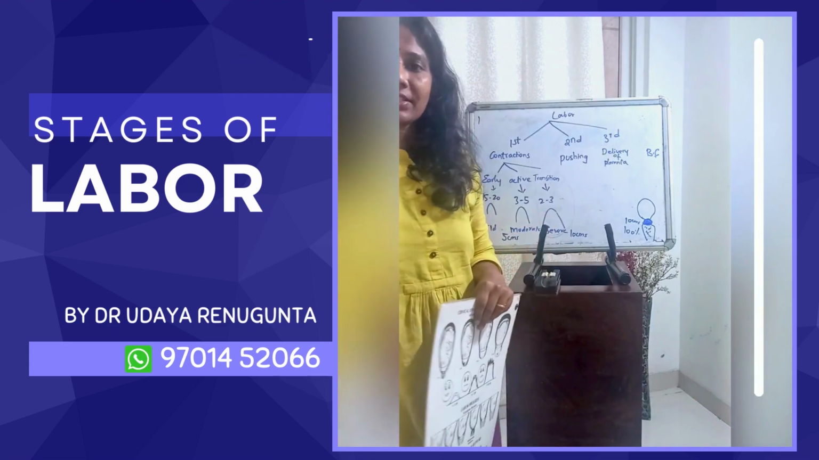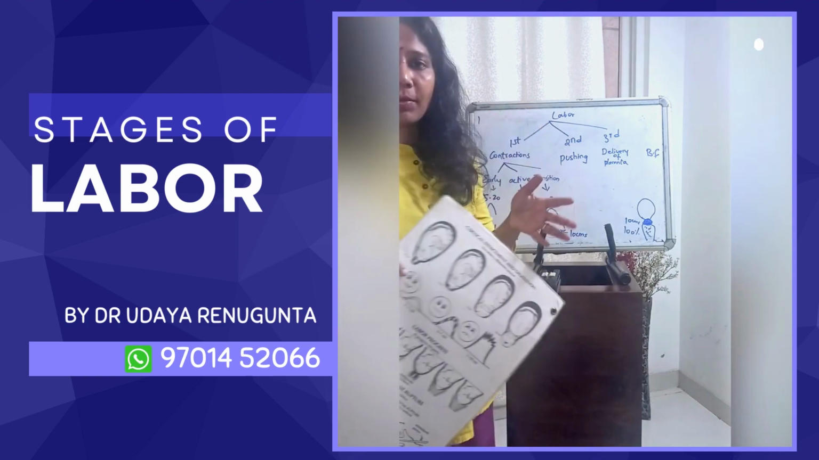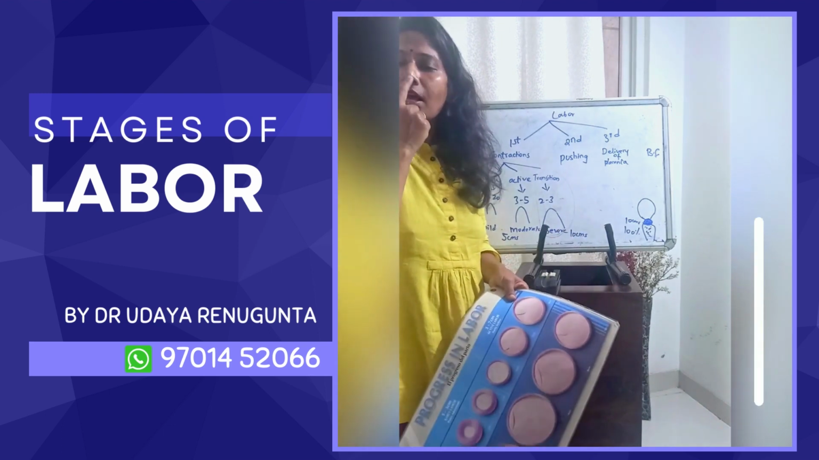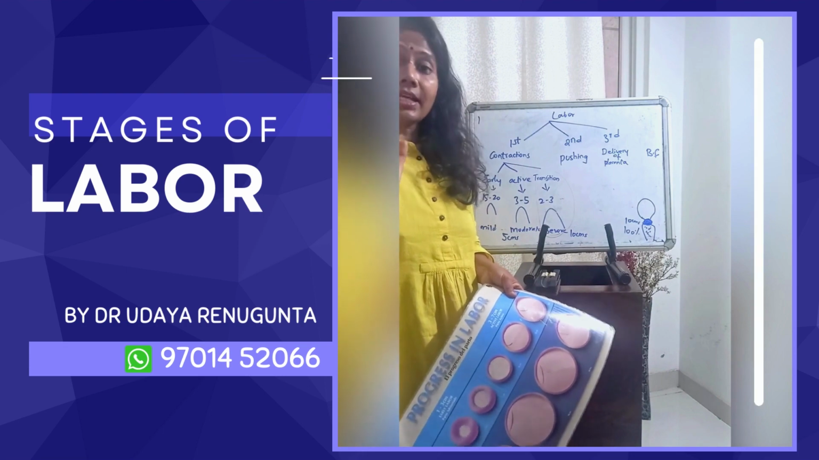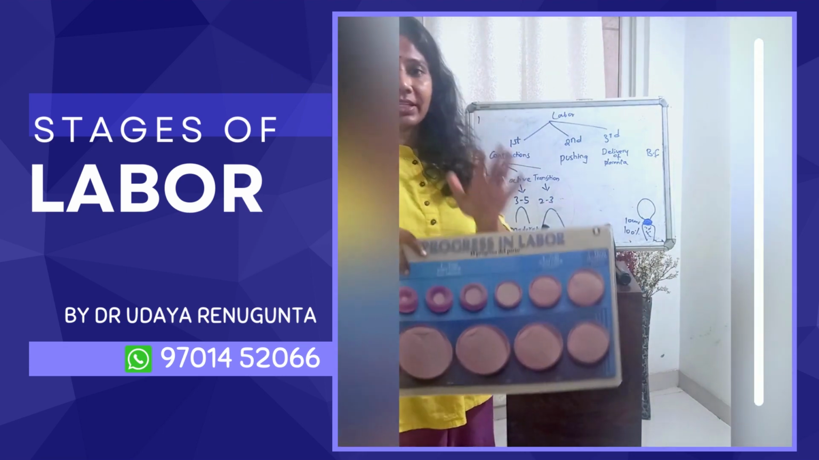That's why labor takes time. Why does it take so many hours for the baby to come out? Because it has to open out the cervix. The cervix is thick like this. If you touch the tip of the nose, it is thick like this. It has to become soft like lips. So that's why labor takes time.